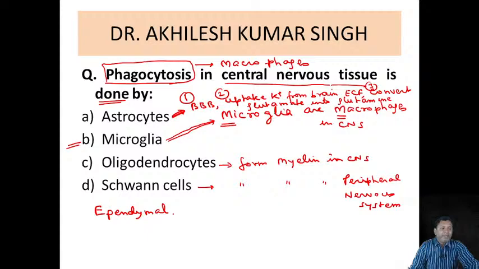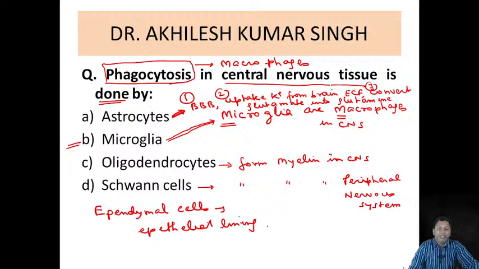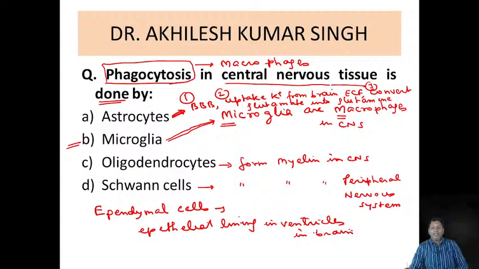These ependymal cells help in the formation of the epithelial lining of the ventricles in the central nervous system, or the brain. So the epithelial lining in the ventricles in the brain is formed by the ependymal cell. Remember about this ependymal cell. This was asked in the MCI exam.